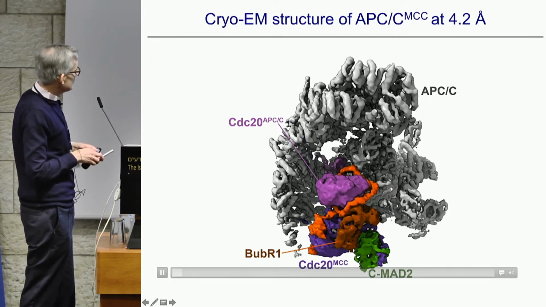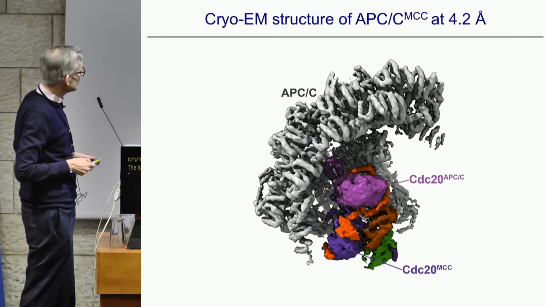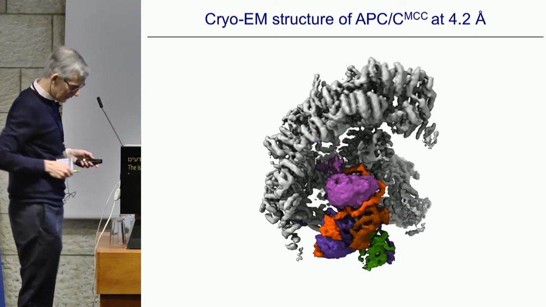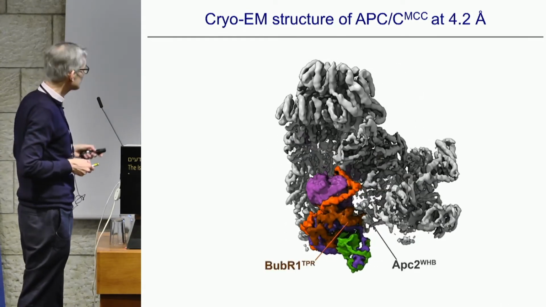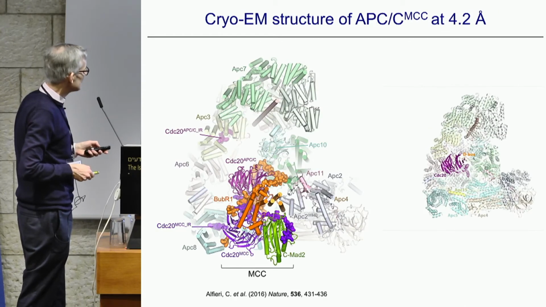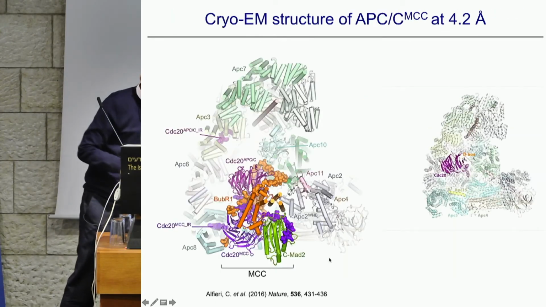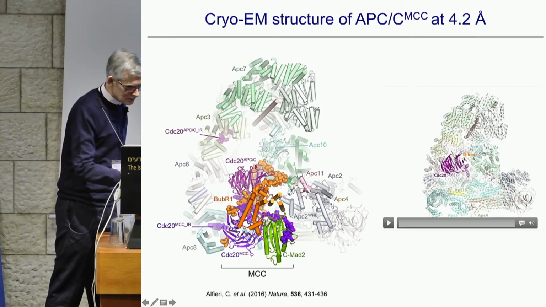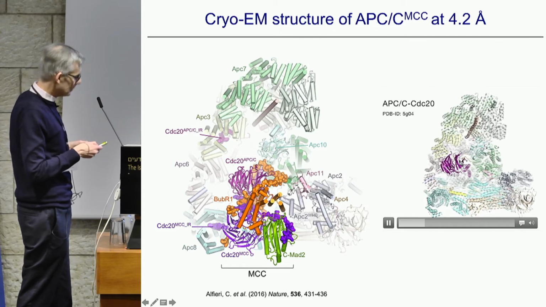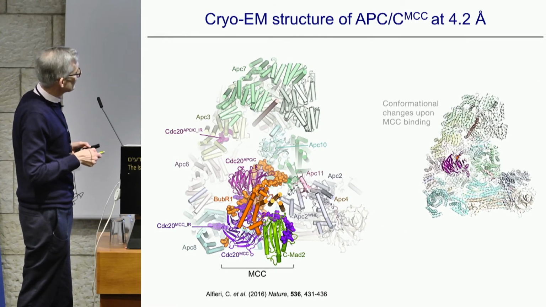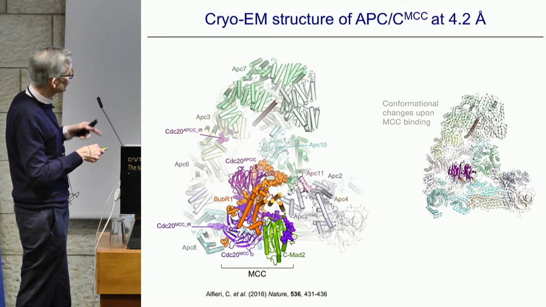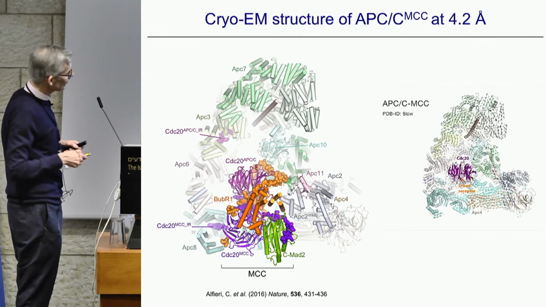So this just shows the movie which indicates the overall conformation of the APC-MCC structure. It shows how the MCC is located within the central cavity of the APC. And so the binding of the MCC to APC-CDC20 induces a conformation change of the CDC20 of the APC, so it tilts by about 90 degrees and moves away from the APC10, which is the co-receptor site for the D box.